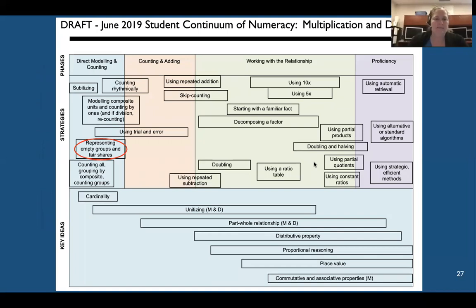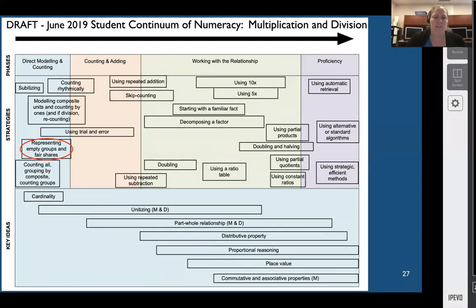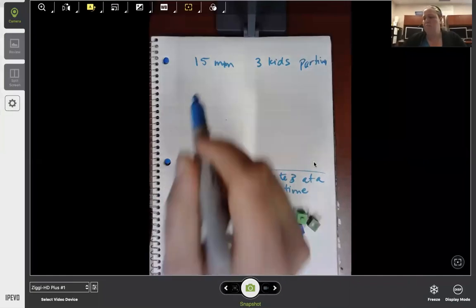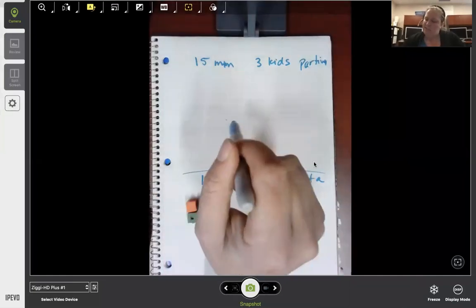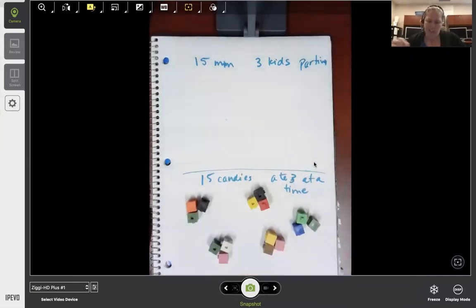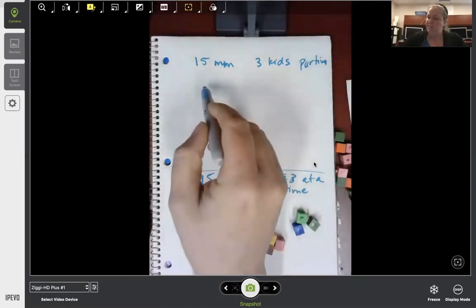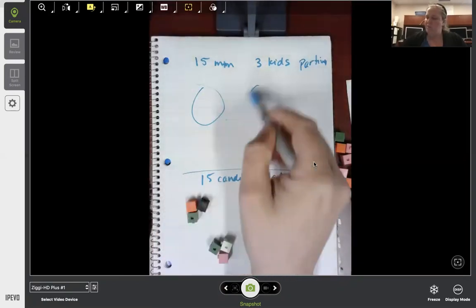So oftentimes when students are working through this type of problem, what's interesting is they actually struggle with partitive division, and we're going to get into that in a moment. Partitive division is harder for young children, so they will often think about those 3 groups.